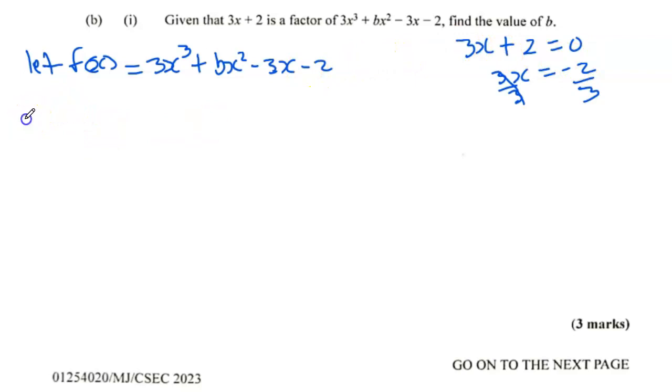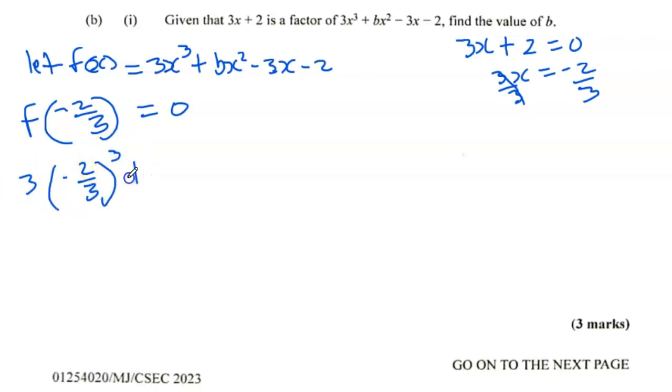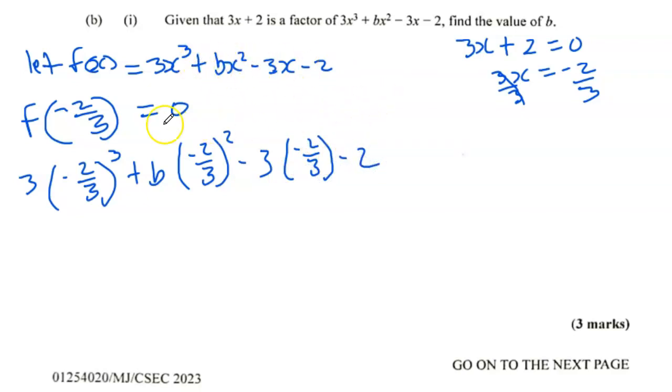So negative 2/3 is a solution. If we find f of negative 2/3, then that should be equal to 0, being that 3x plus 2 is a factor. So let's find f of negative 2/3 by replacing the x with negative 2/3. So 3 times negative 2/3 raised to the power of 3, plus b times negative 2/3 raised to the power of 2, minus 3 times minus 2/3, minus 2. So replace all x terms with negative 2/3, and that should be equal to 0.